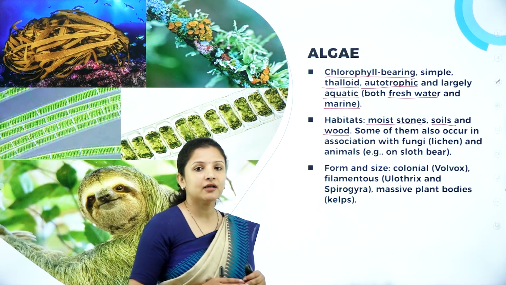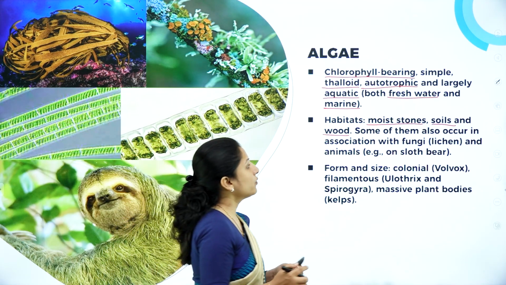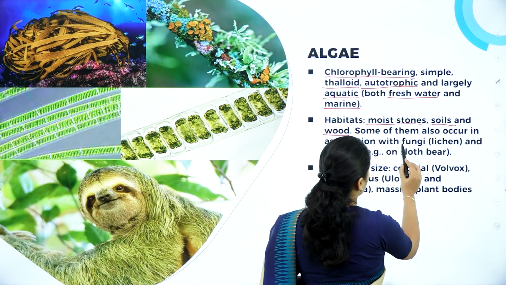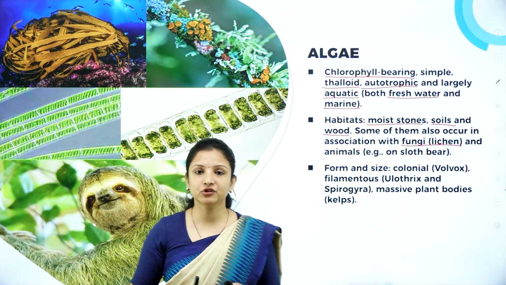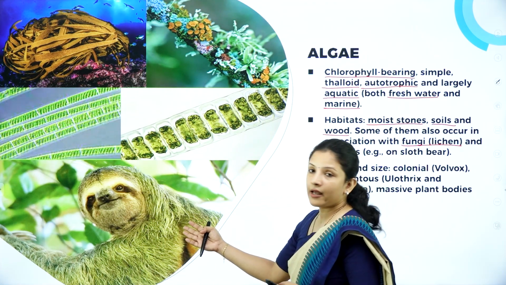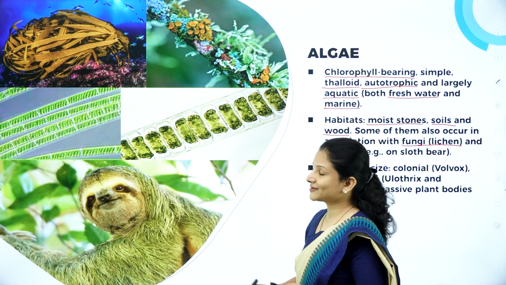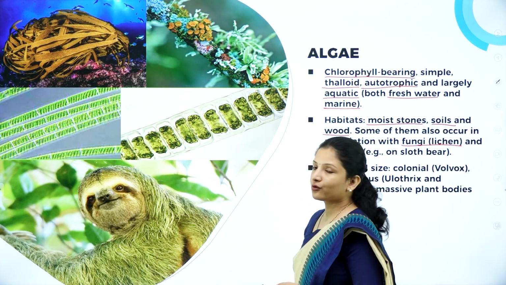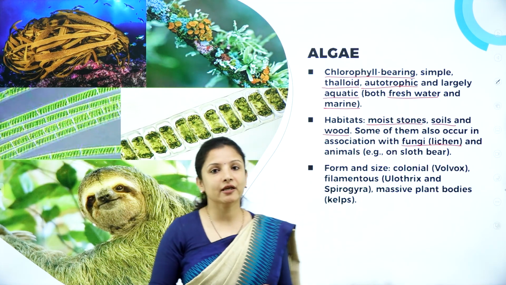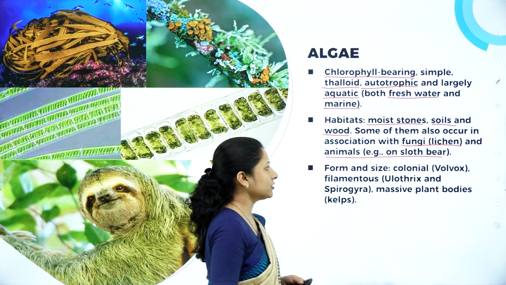And apart from that, algae also show some symbiotic association, wherein you can find them growing along with fungi, that is lichen, and also sometimes you can find them growing on animals, for example the sloth bear. You can see the sloth bear is actually somewhat creamish brown in color, but because of the algae growing on it, it looks green. So they can also grow on some animals, for example on the sloth bear.